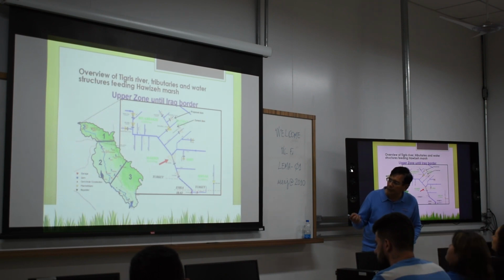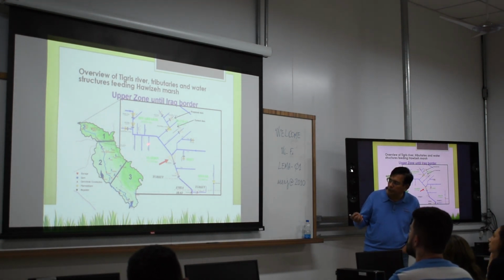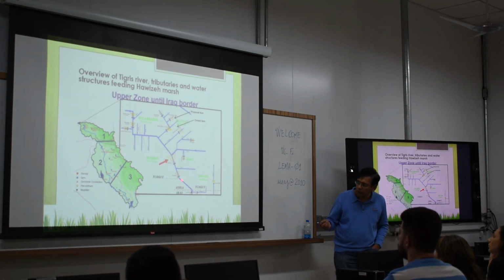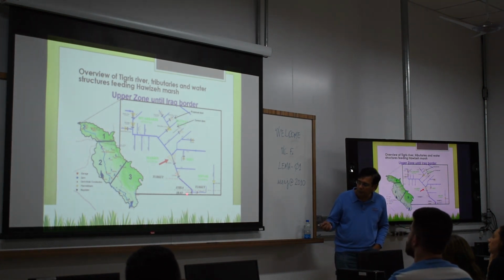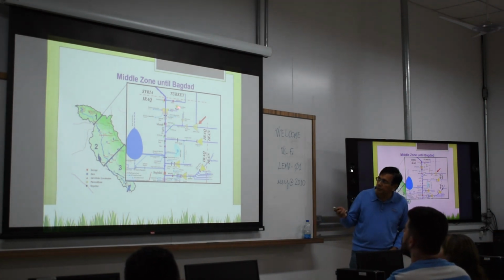So that's the schematic diagram of all the water coming into the Tigris. This is the main Tigris River, and these are all the tributaries and the dams that control it. Okay. So right at the border, Turkey to Iraq. This is the next section, from the Turkey border to Baghdad. And again, you can see all the dams. These are all existing dams, and these are all proposed new dams.